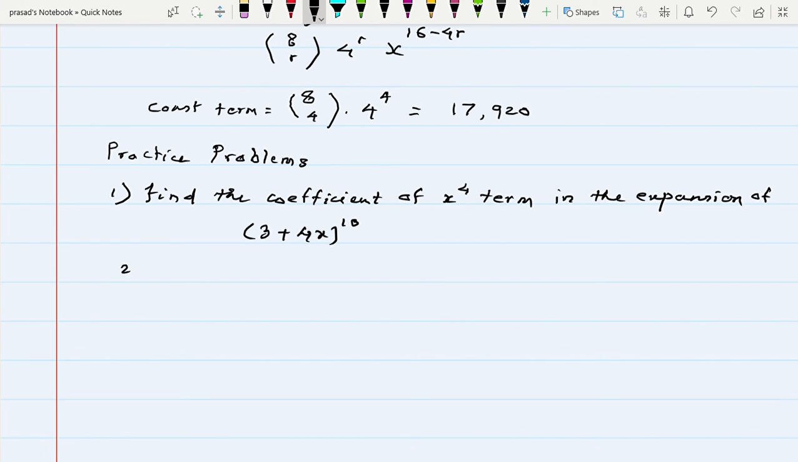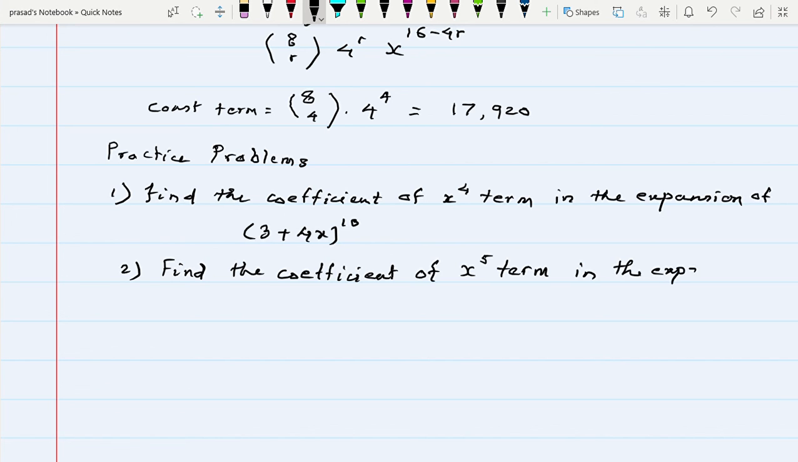Second, find the coefficient of the x to power 5 term in the expansion of 3 plus x into 2 minus 3x to power 7.